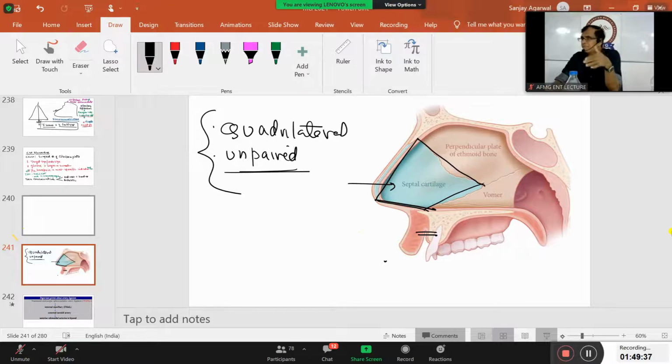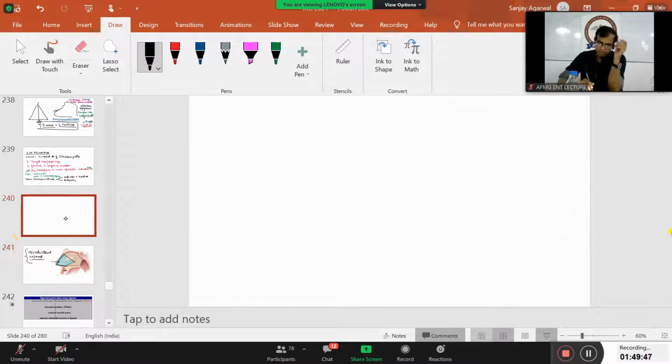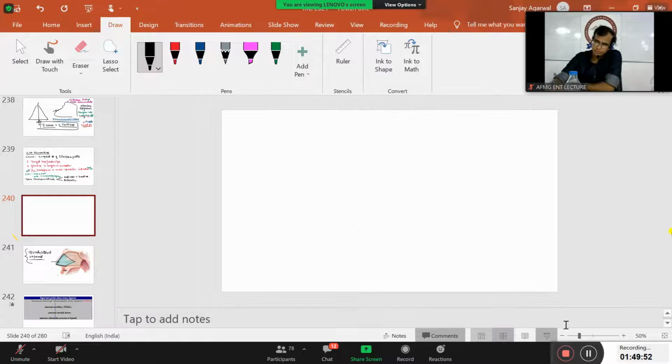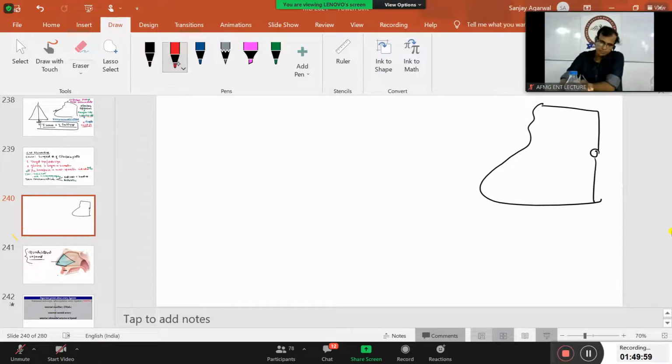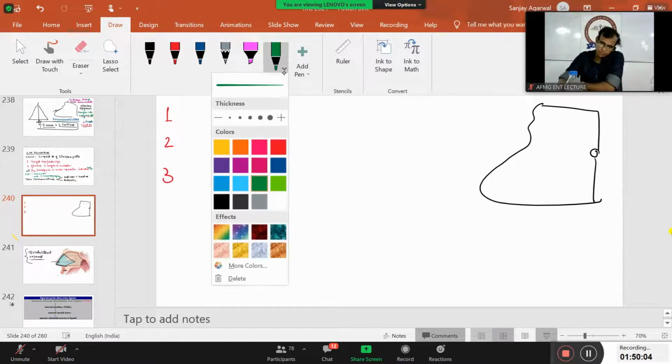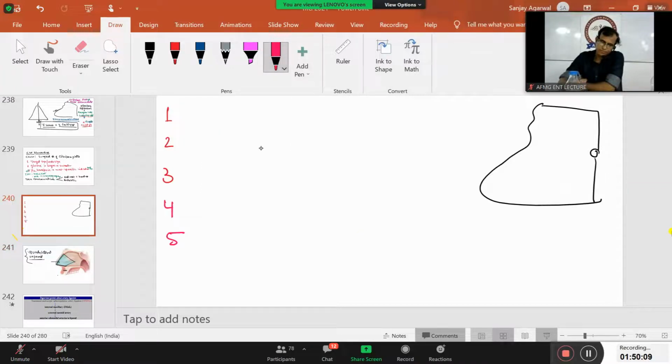But talking about the septum, even more important is the artery supplying the septum. So let's know the most important anatomy point of the septum: arteries in the septum. How many arteries in the septum? Septum has 5 arteries. 1, 2, 3, 4, 5.